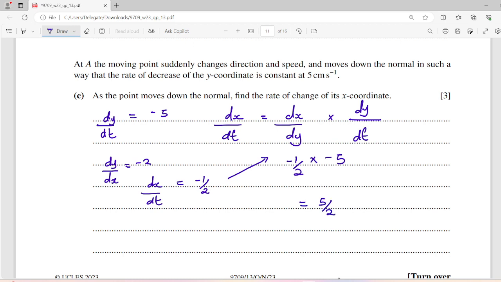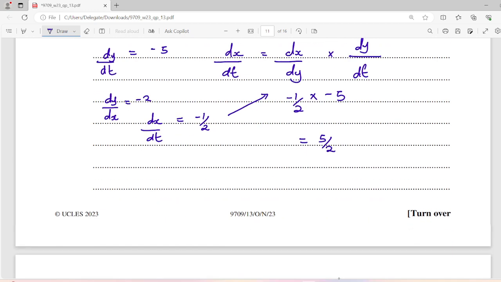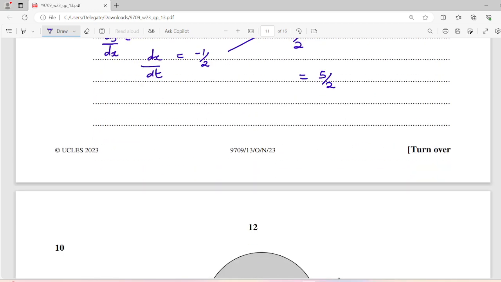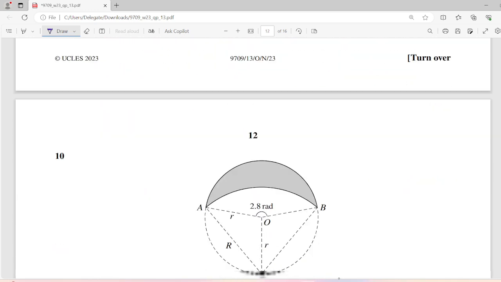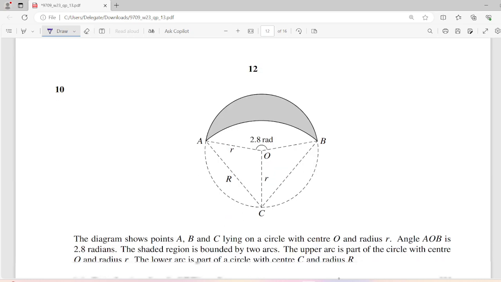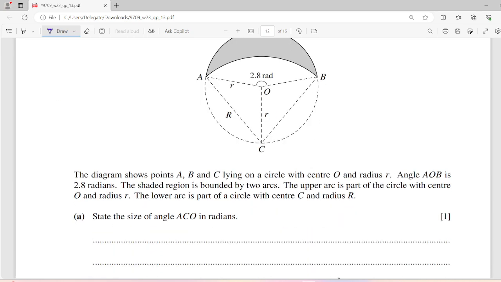So it was like that. We got to our second last question, and the second last question was about circular measure. It is very important that you read this information here. We are seeing the diagram shows points A, B, and C lying on a circle with center O and radius R. So this is R, even this is R.